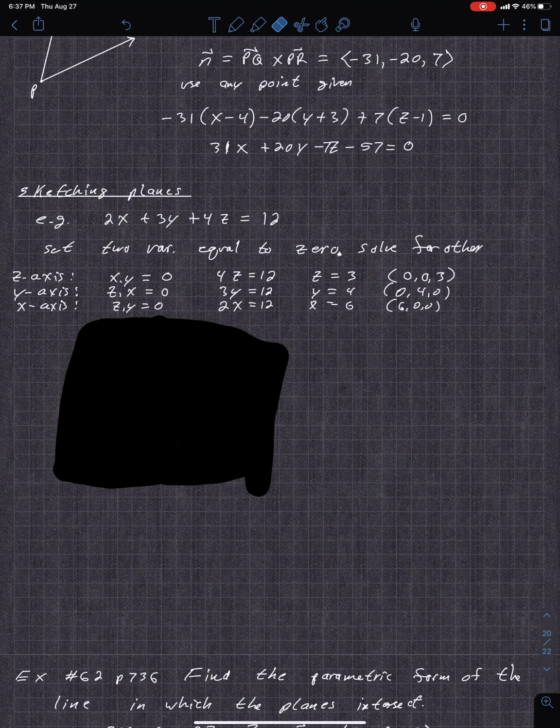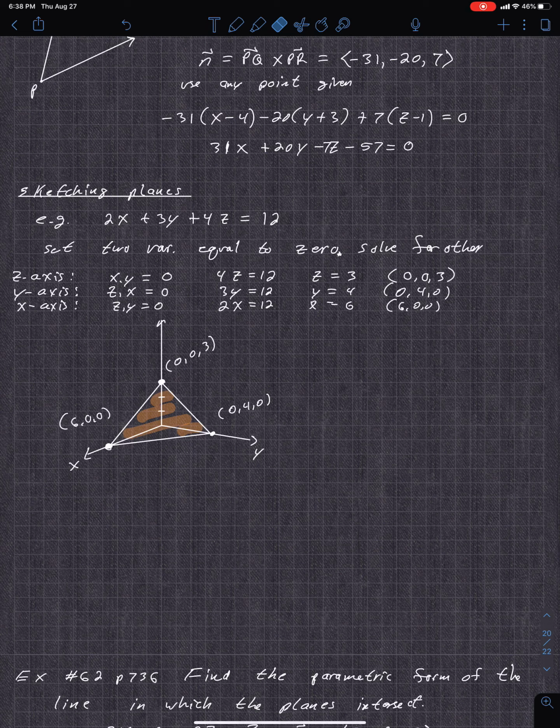So you set the variables to be 0, solve for the other variable, and these are your points on the different axes: the z-axis, y-axis, and x-axis. Then you plot those points and connect them. That's your technique. Otherwise it's difficult to draw the plane and see how it cuts through.